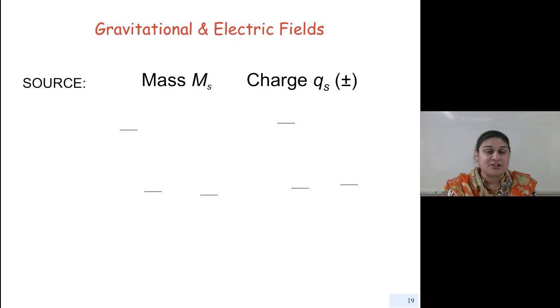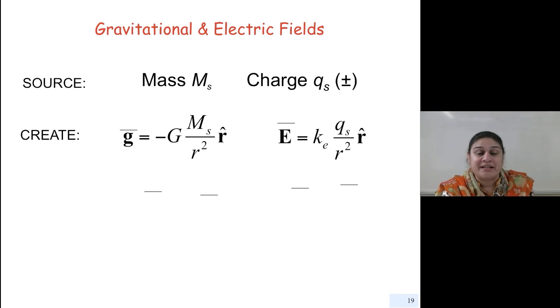In a nutshell, here's what you need to worry about. So comparing gravitational and electric field. The source for gravitational field is the mass. The source for an electrical field is a charge. So if the mass was not present, gravitational field would not be there. If the charge was not present, then electrical field will not be there. What creates the field is the G or the E, electrical field or the gravitational field. And mathematically, it's going to be K Q over R squared or G M over R squared.